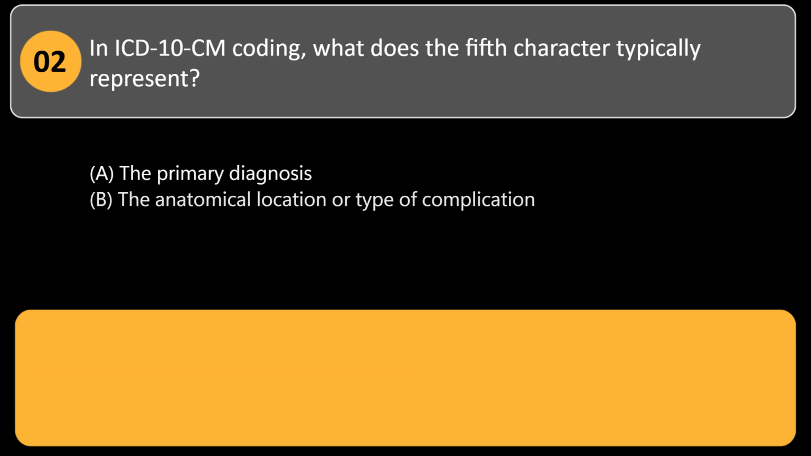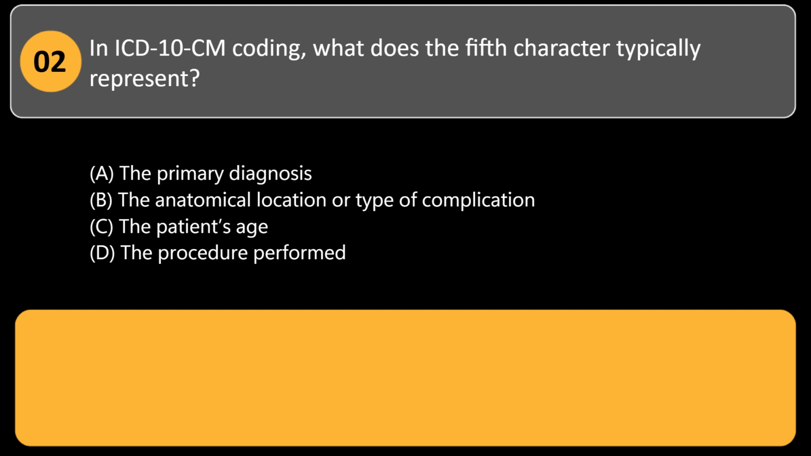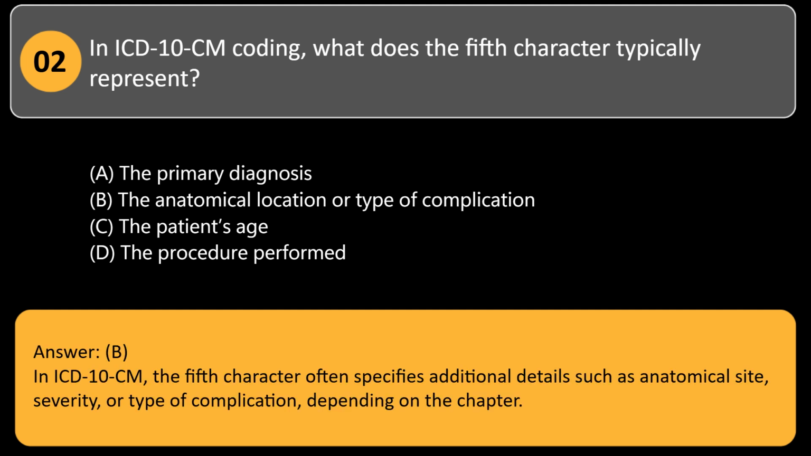In ICD-10-CM coding, what does the fifth character typically represent? A. The primary diagnosis. B. The anatomical location or type of complication. C. The patient's age. D. The procedure performed. Answer: B. In ICD-10-CM, the fifth character often specifies additional details such as anatomical site, severity, or type of complication, depending on the chapter.